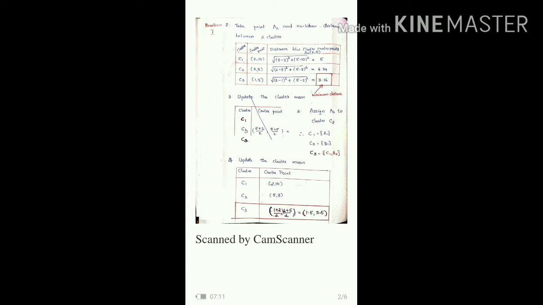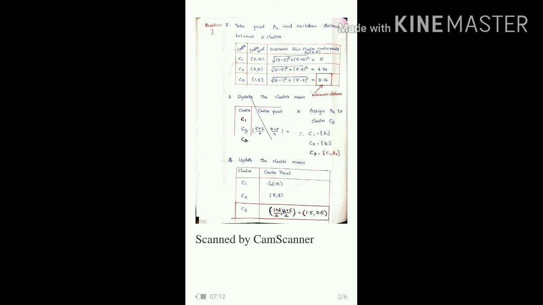is equal to 5. Again we calculate the Euclidean distance between C2 and the new object. C2 (5, 8) is the center point, and the object is (2, 5). The square root of (2 minus 5) squared plus (5 minus 8) squared is equal to 4.24. Then the third cluster point is (1, 2): the square root of (2 minus 1) squared plus (5 minus 2) squared is equal to 3.16. From these three values, the minimum distance is 3.16, which is cluster 3. So A2 is assigned to cluster 3.